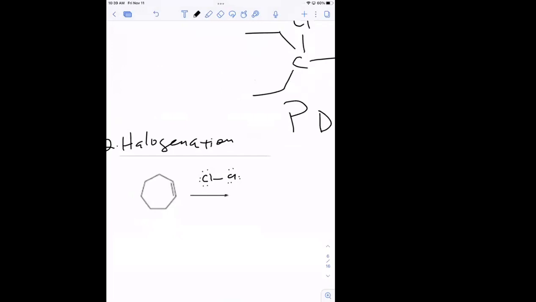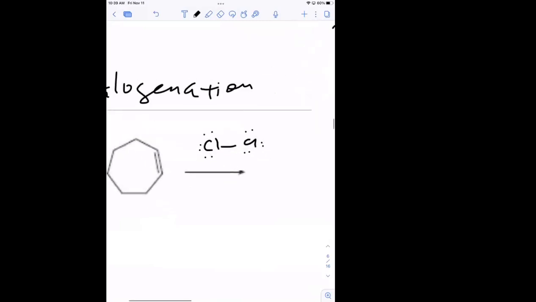All right, and again, in this reaction, the alkene is a nucleophile. So the alkene is going to attack chlorine, right, and break the chlorine bond. So this is coming here like that. And I'm breaking that chlorine bond.